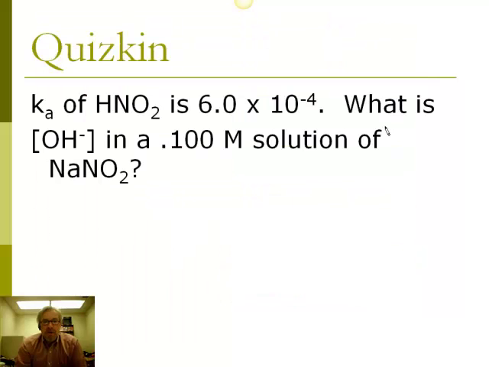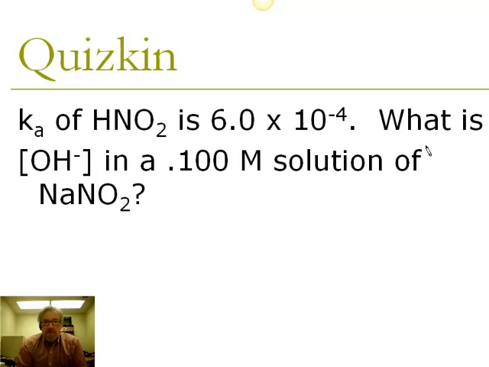We're going to start out with 3 quiz questions, beginning with this one. The Ka of HNO2 is 6 times 10 to the minus 4th. We want to know what is the concentration of OH minus in a 0.1 molar solution of NaNO2. So not the acid, but a salt that contains an anion from the acid.